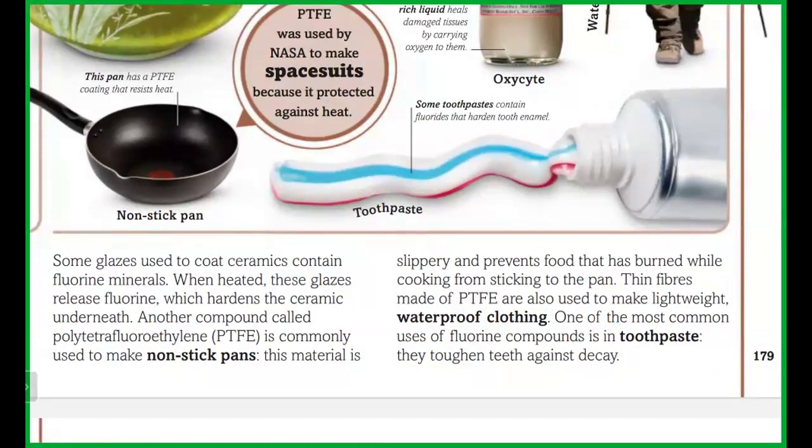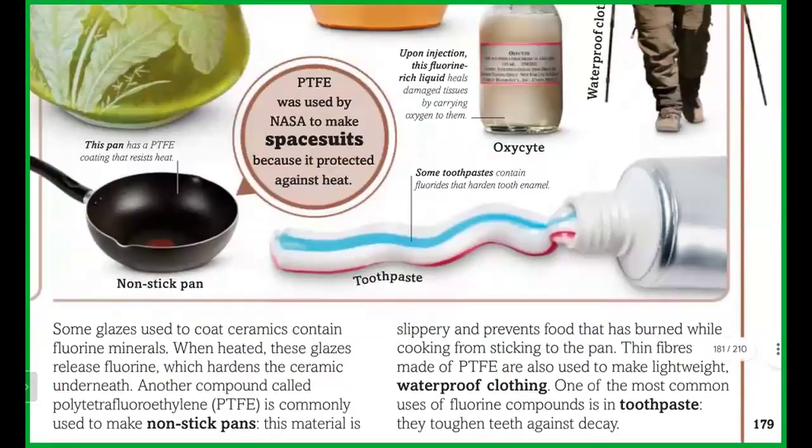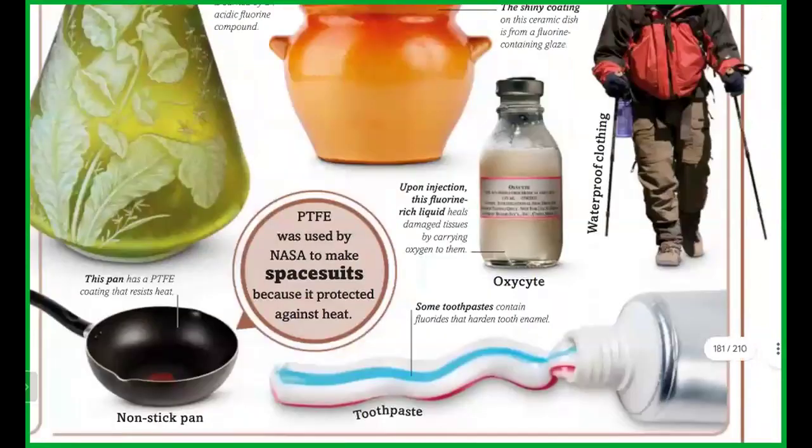So fluorine is also used in the most common thing that we use every day, which is toothpaste. The use of this is actually to prevent decay in teeth. So toothpaste contains fluorine to prevent tooth decay.